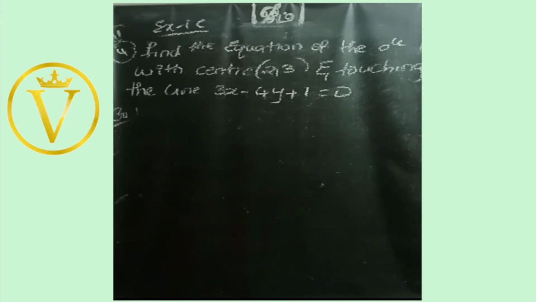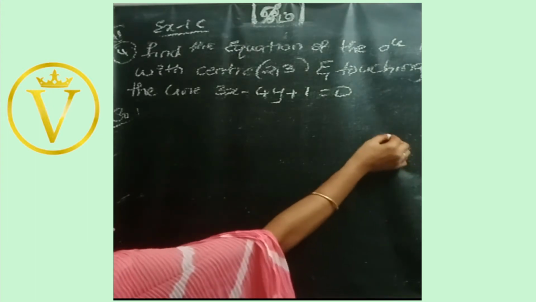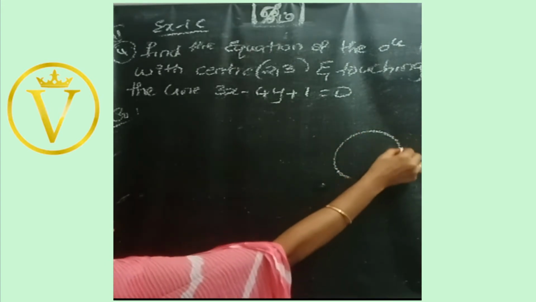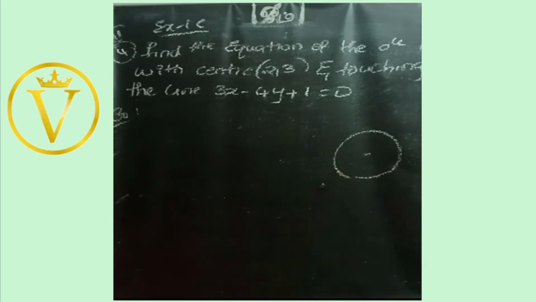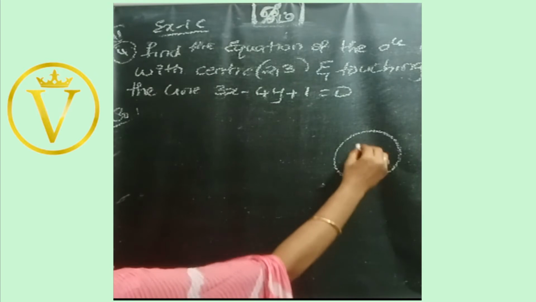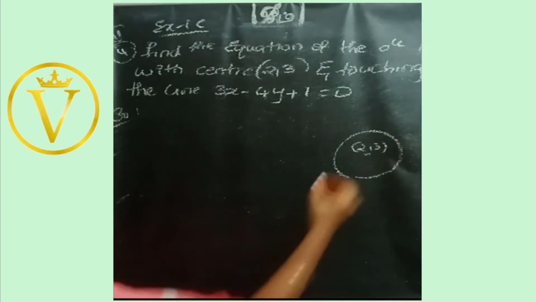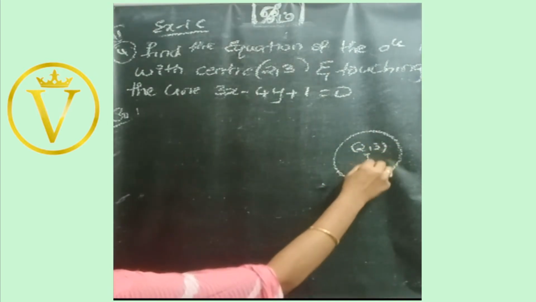Our next problem is to find the equation of a circle with a given center that touches a line. They have given one line and the center. So here this is the circle, and this is the center. What's the center they have given? 2, 3.